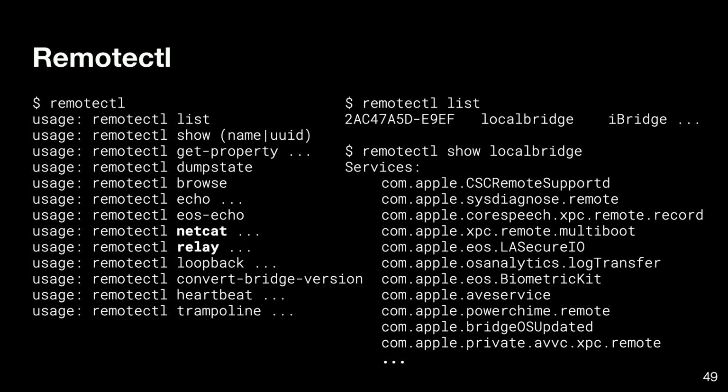Netcat will allow us to use standard input and standard output. Relay will actually open a listening socket on the macOS host that we can then attach to with our own process and send traffic to the service that we've targeted.